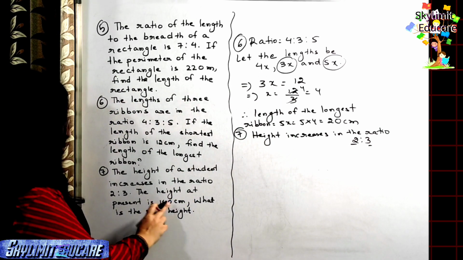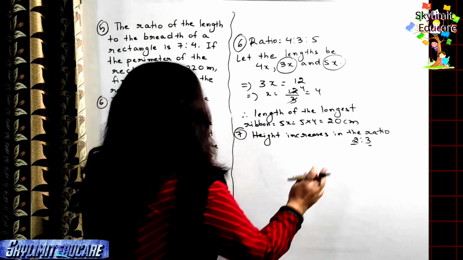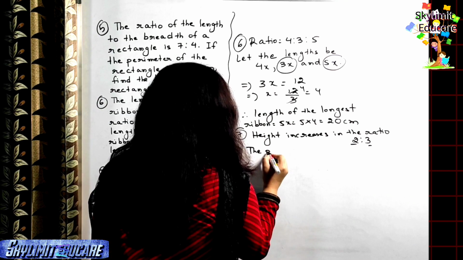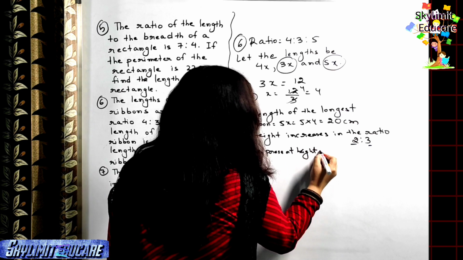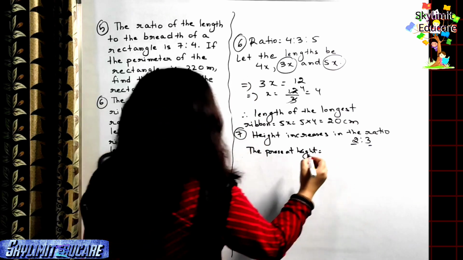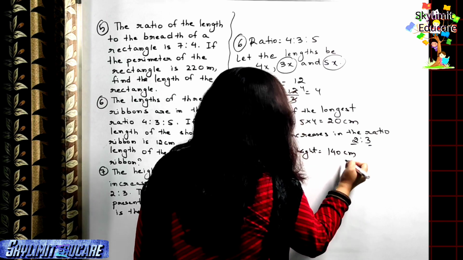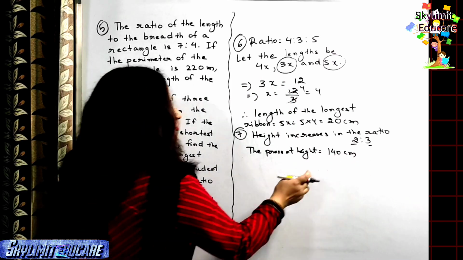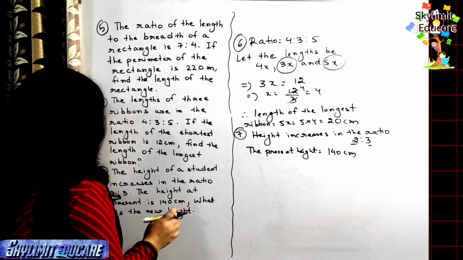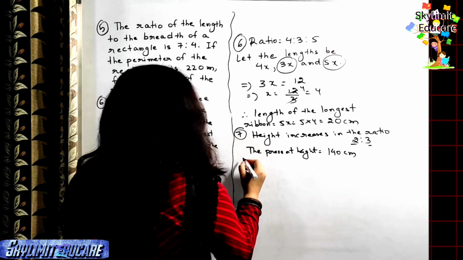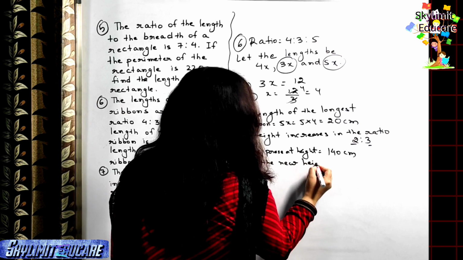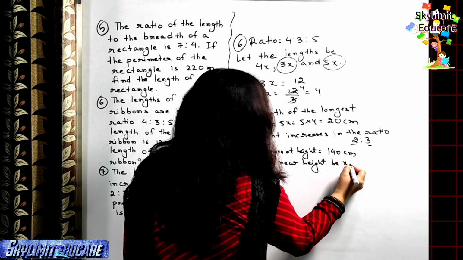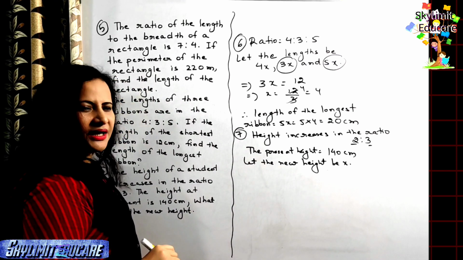The height at present is 140 centimeter. That means the present height here refers to the old height. Okay, the present height is 140 centimeter. So we are given the ratio and you have to find out the new height. So let the new height be x. So x is a variable here we have taken.